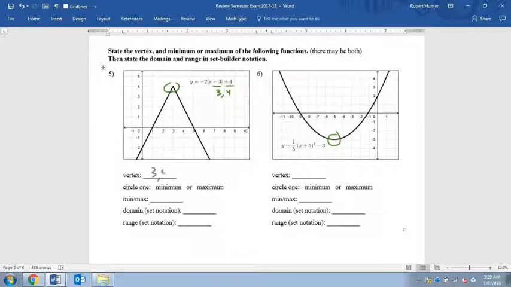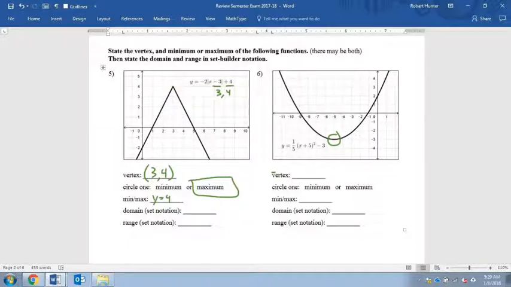Woo! That was hard, wasn't it? Your minimum or maximum, well, this one goes up to that point, so it has a maximum. The maximum is at y equals 4. Just go straight over there, right there at 4. Alright, let me erase this a bit. Oh, wrong, I want the eraser.